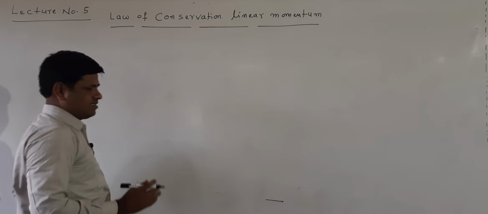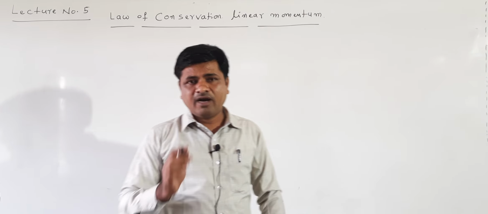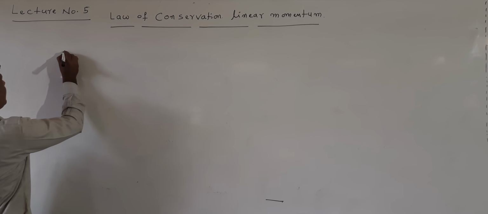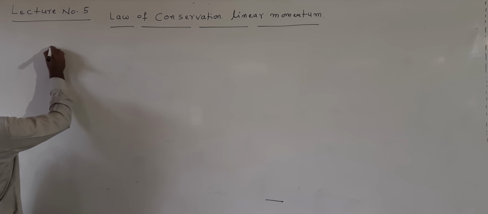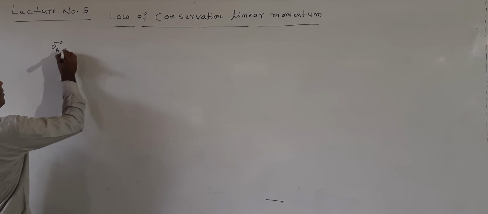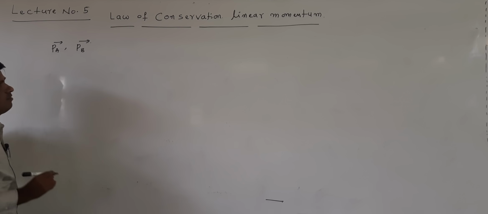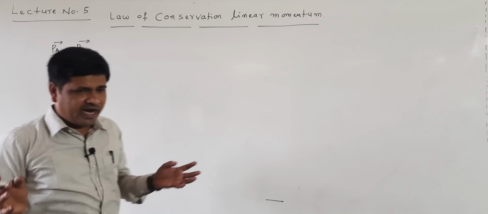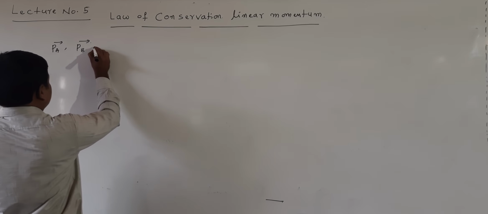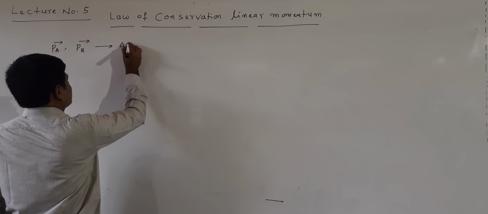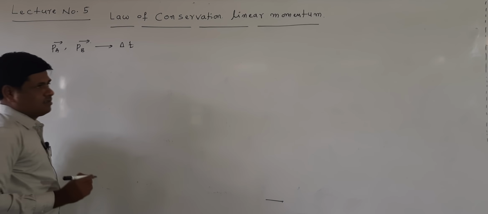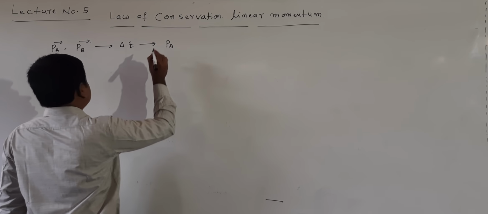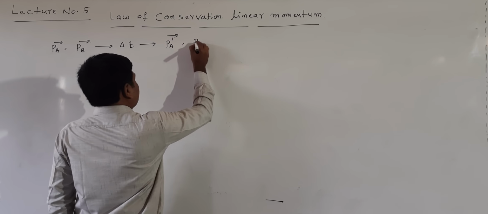Consider two bodies, A and B. Their initial momenta are taken as PA bar for body A and PB bar for body B. This is before collision. When the two bodies collide with each other in a short interval of time delta t, after collision their momenta are taken as PA dash bar and PB dash bar.